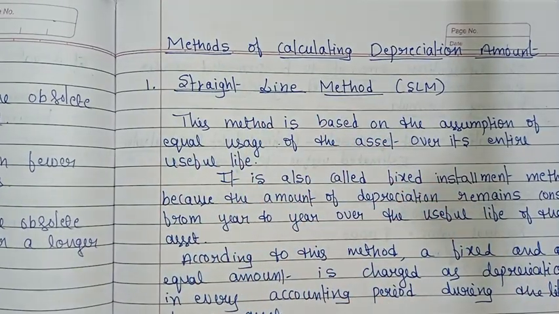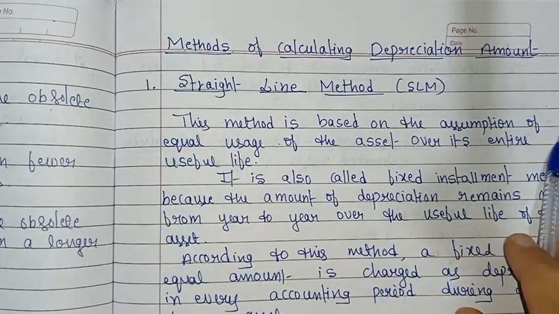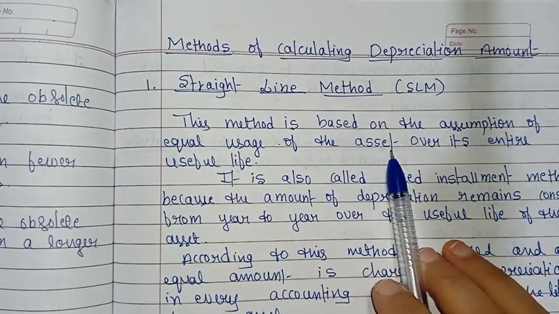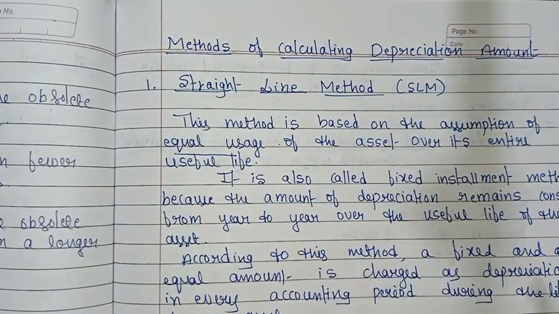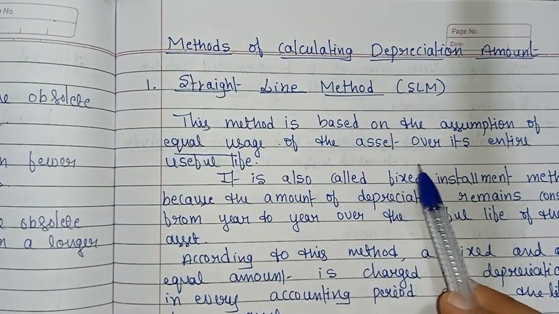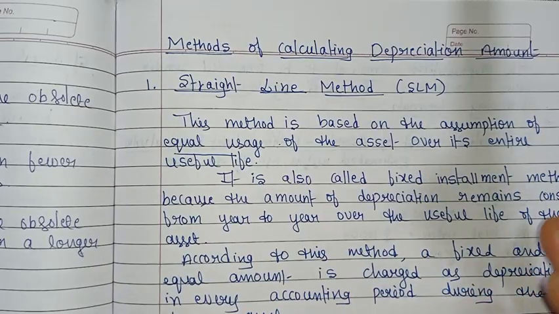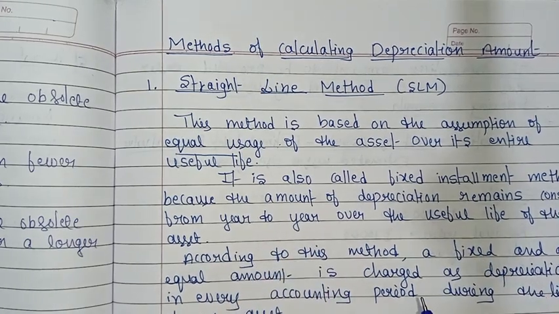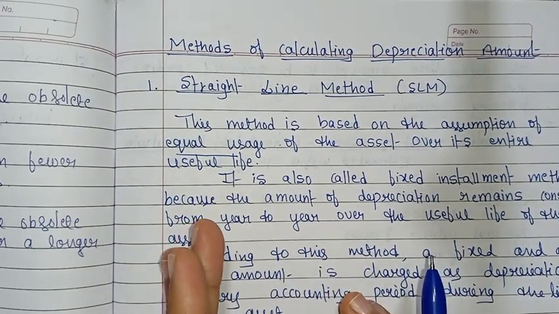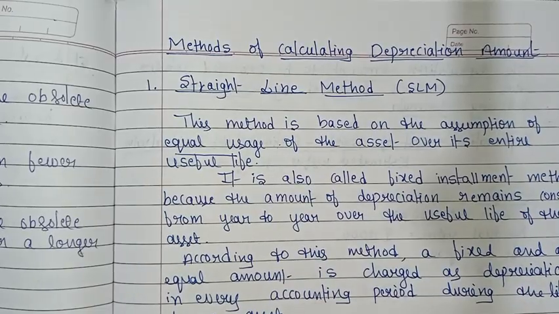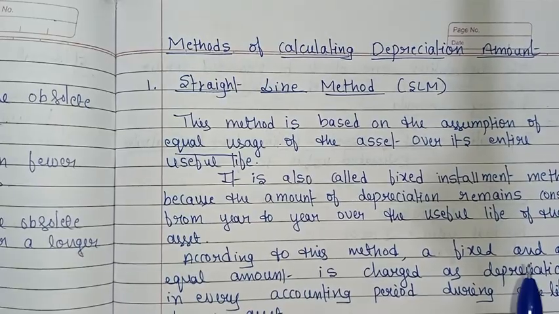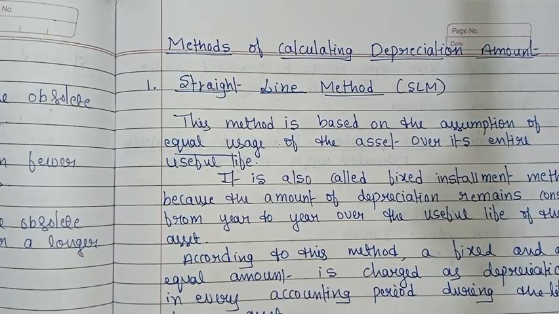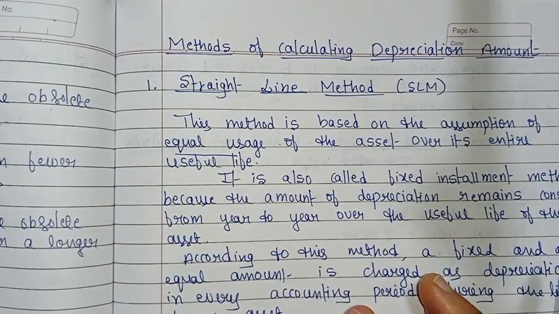This method is based on the assumption of equal usage of the asset over its entire useful life. It means the benefit we get from the asset is equal every year, so the loss in value is also equal every year.